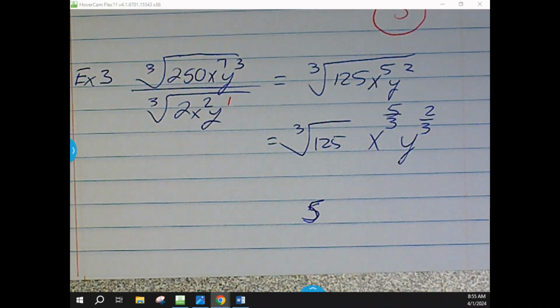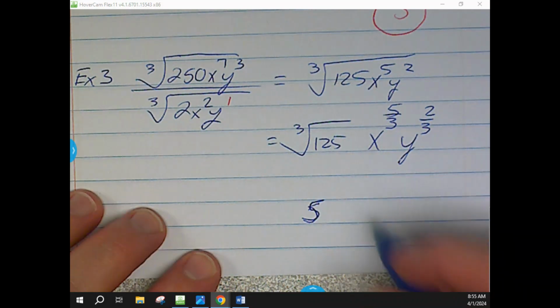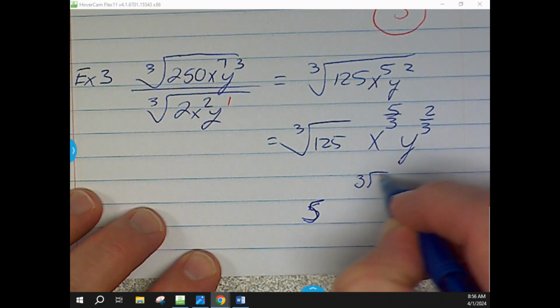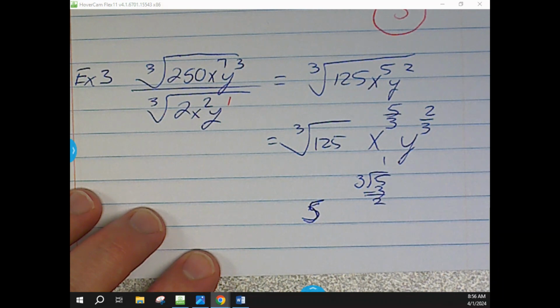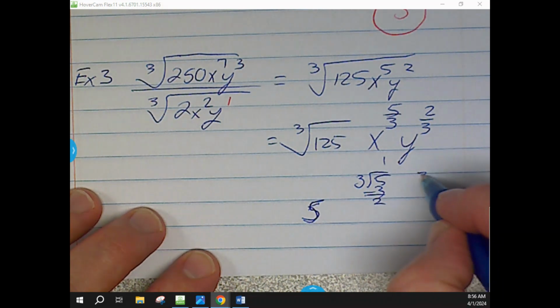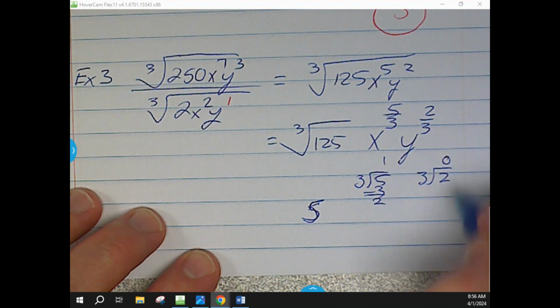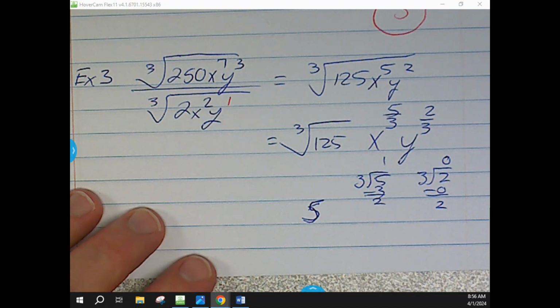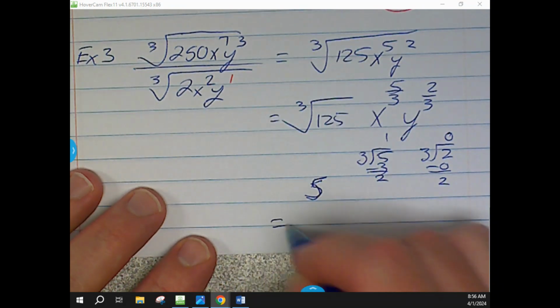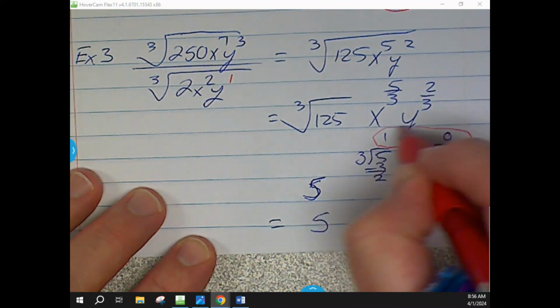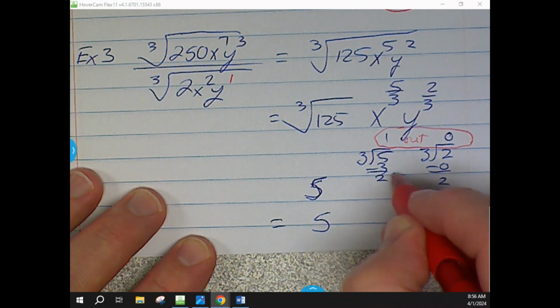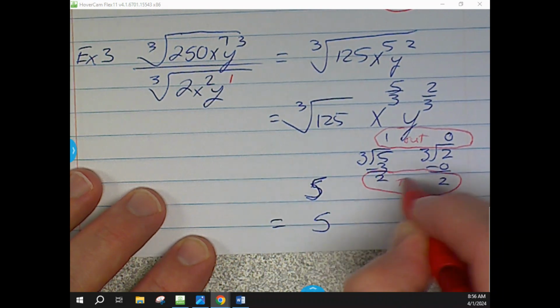Okay, for the x's, we're going to take 3 and divide it into 5. It goes one time with 2 left over. For the y part of it, when you divide 3 into 2, it will not go. So that's 0 with 2 left over. And again, when we're dividing these out, the top number will tell you how many get out. This will tell you how much is left over on the inside.